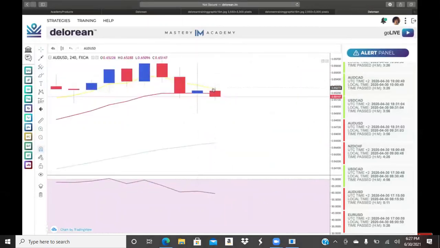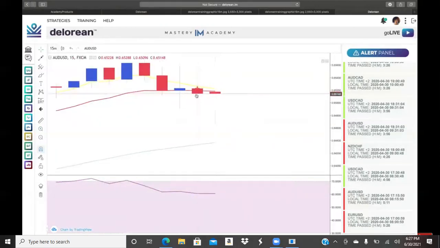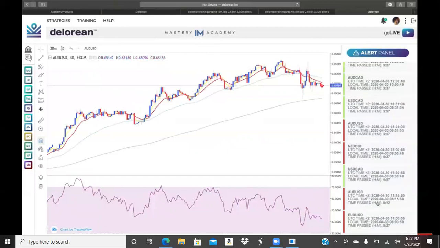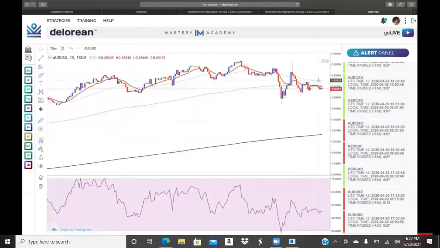We are getting close to the yellow crossing below the red on the 4 hour, which would mean we are getting close for the aqua to cross below on the 15-minute. Again, the aqua and the gray represent the 5 and 13, and the blue represents the aqua. On the 15-minute, this blue line represents the aqua.